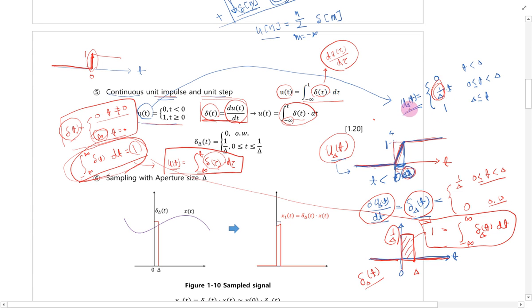Then the approximate version of the unit step can be defined this way. If t is less than 0, it is 0. In between 0 and delta, it has some finite slope, the slope being 1 over delta. And if t is greater than delta, it remains 1. So we approximate the ideal unit step this way.